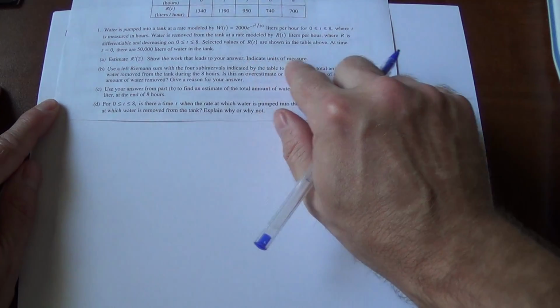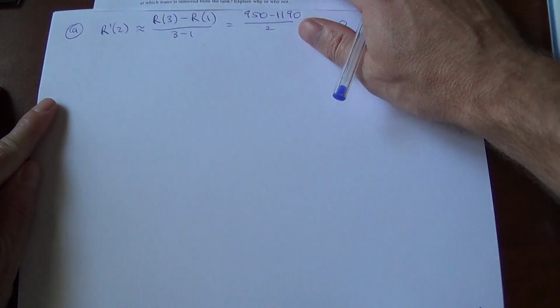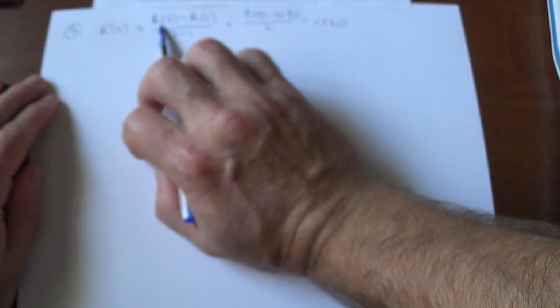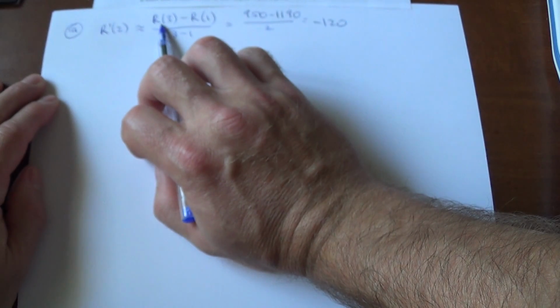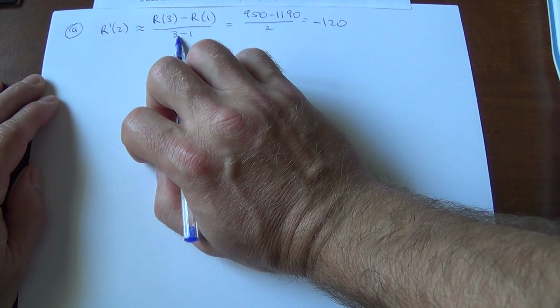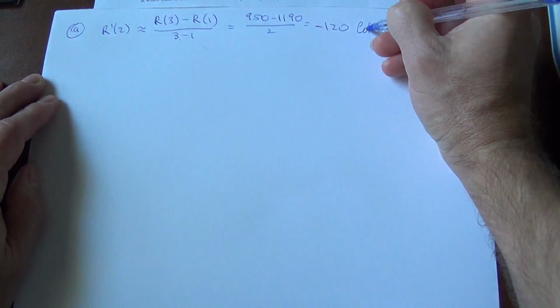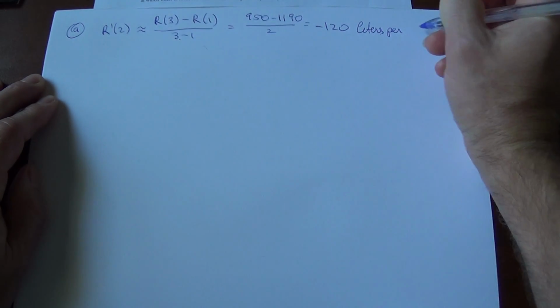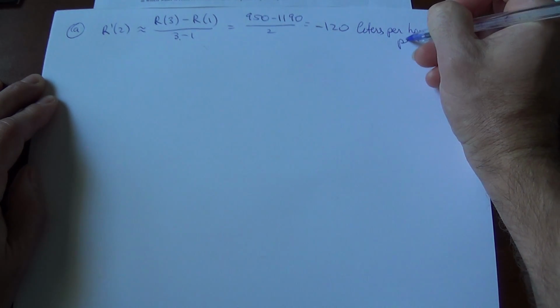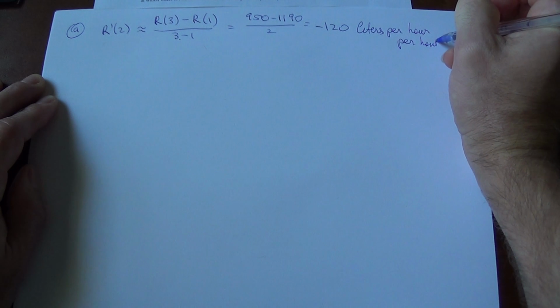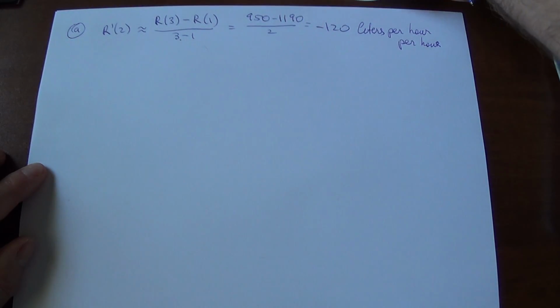Important thing, indicate units of measure. So how do we determine what they are? R was measured in liters per hour. Since we're dividing by hours, it's going to be liters per hour per hour. Okay, and that's this question.